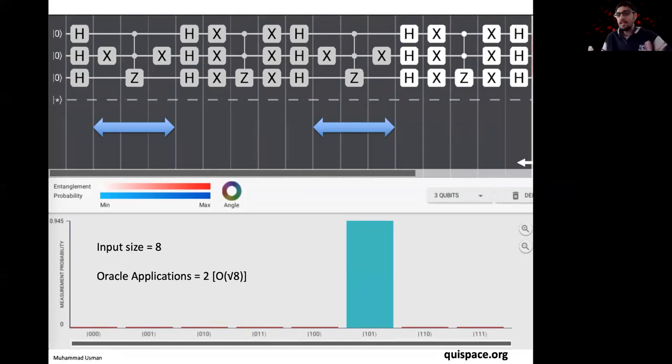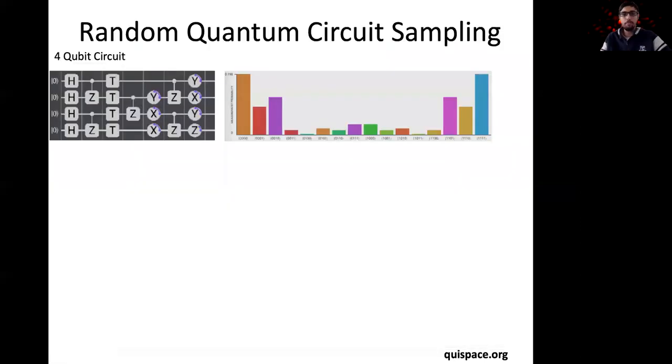So that gives you a general idea of how quantum algorithms work, and how you can get this enormous power of quantum computation. Another class of circuits which are really hard to solve classically are random circuits.